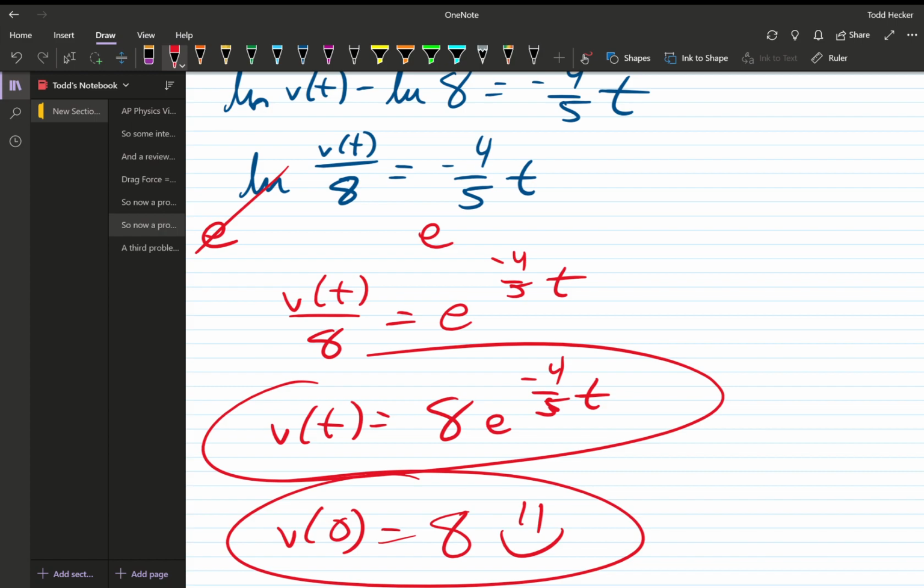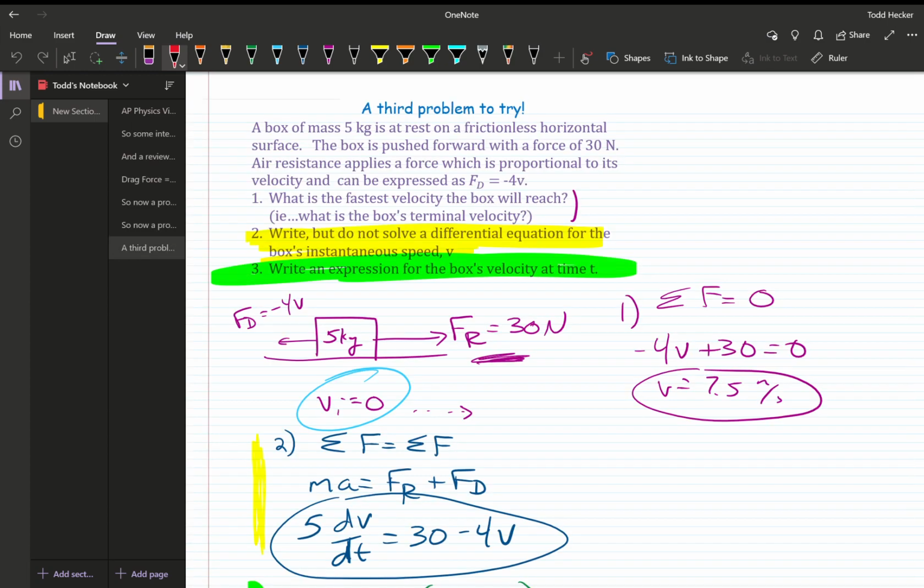Okay, so one last example. This last example is similar to the one we just did, but the natural log integral is a little bit trickier.